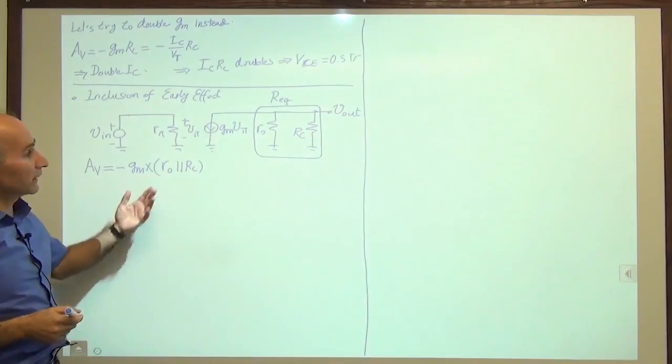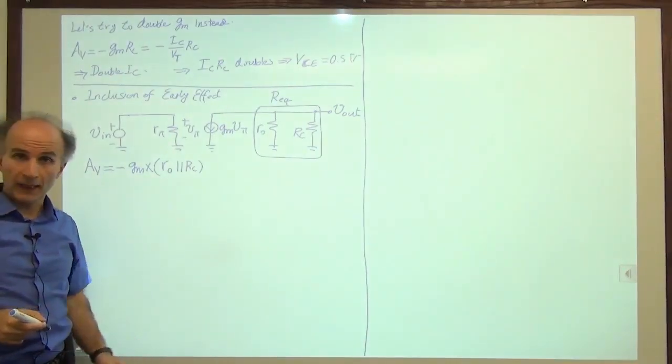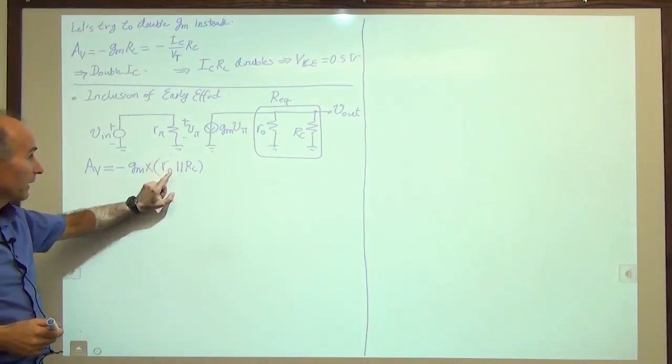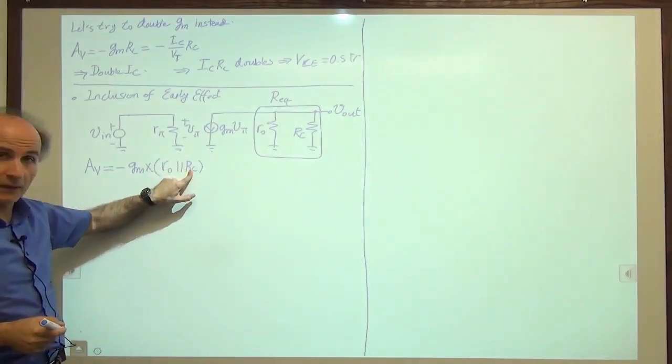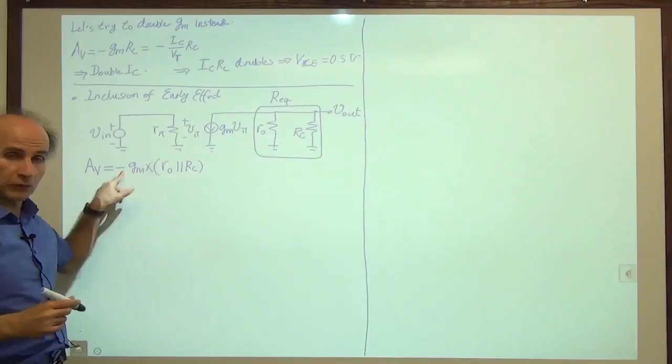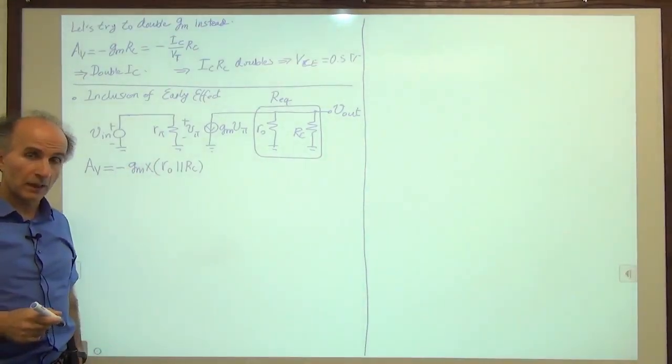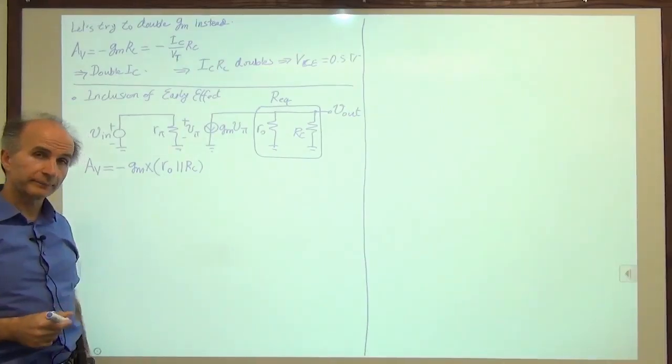So what does early effect do? It reduces the gain, right? Previously we had minus GMRC, but now because we have a resistor in parallel with RC, the net result is lower, the voltage gain is lower. So unfortunately, that is the problem. When we include early effect, the gain is lower.